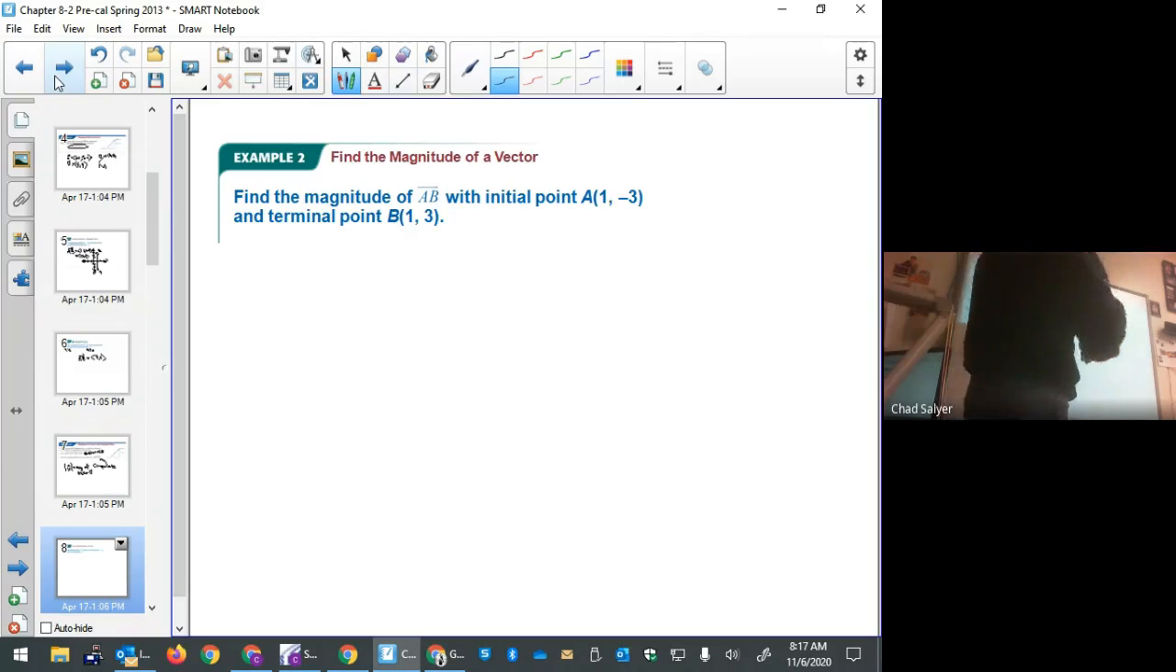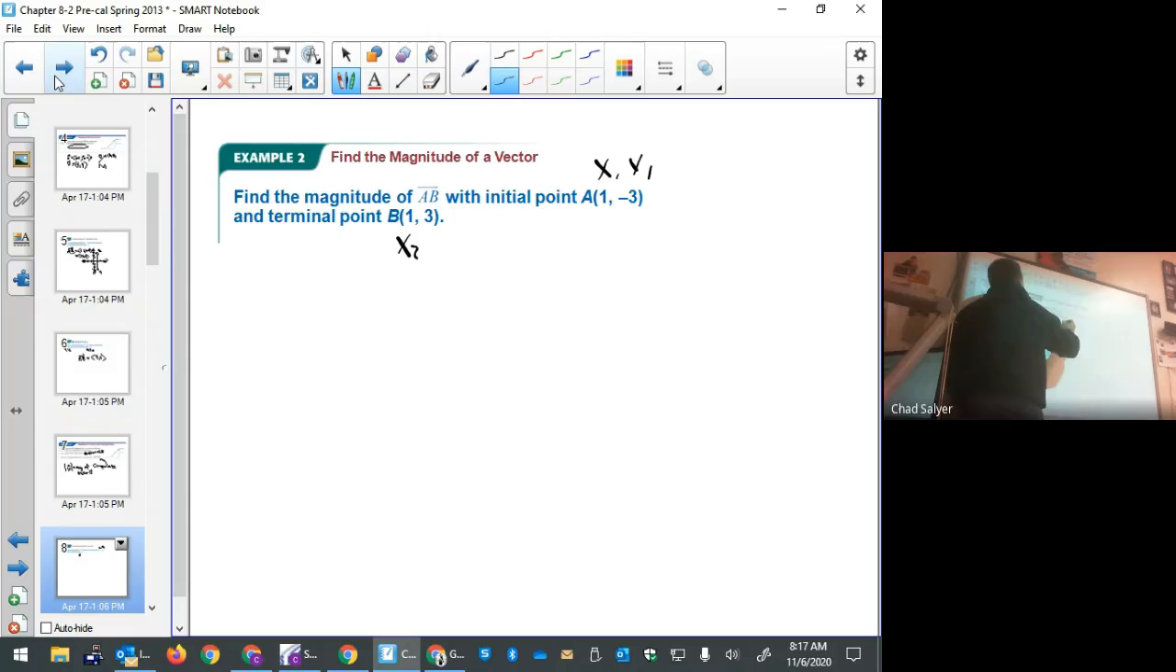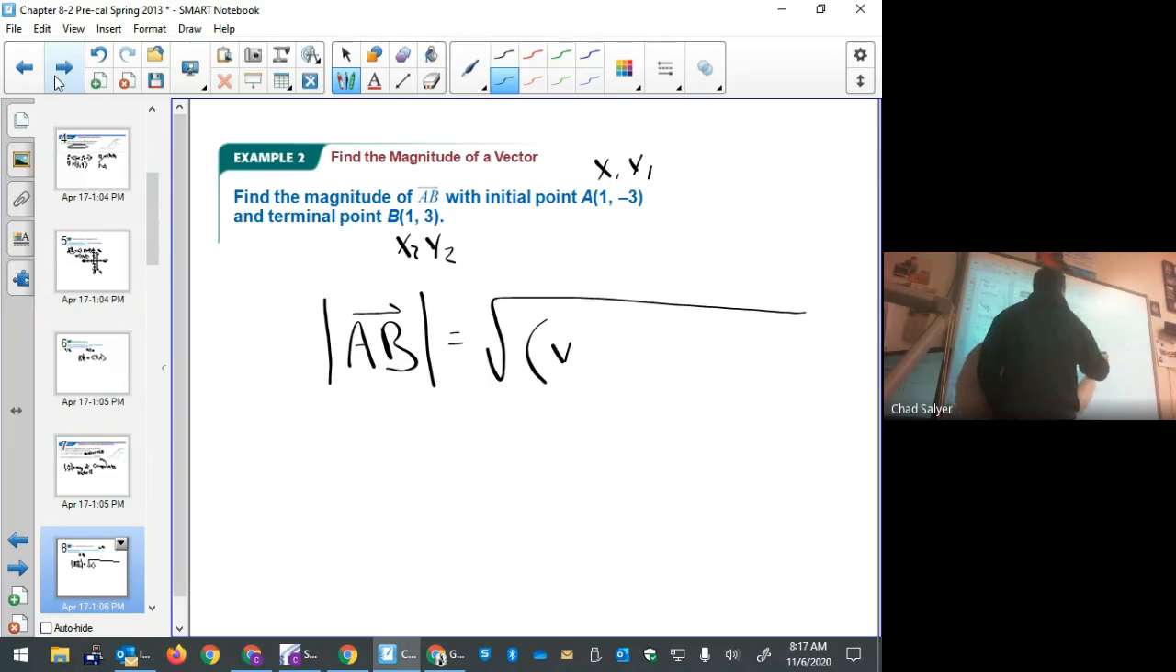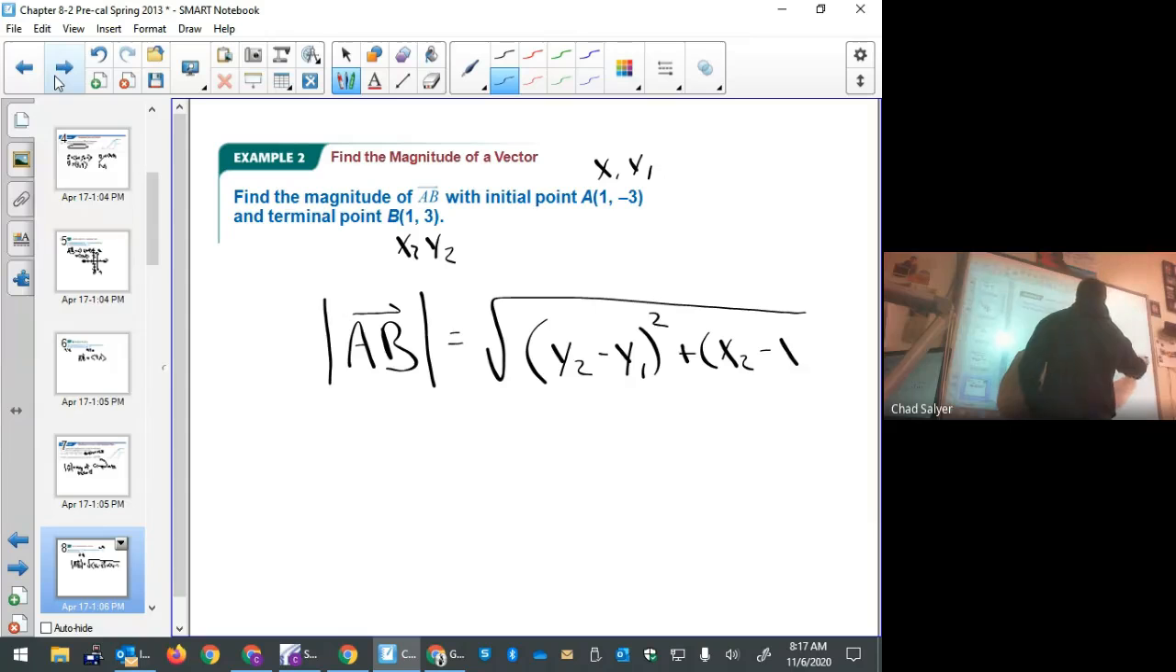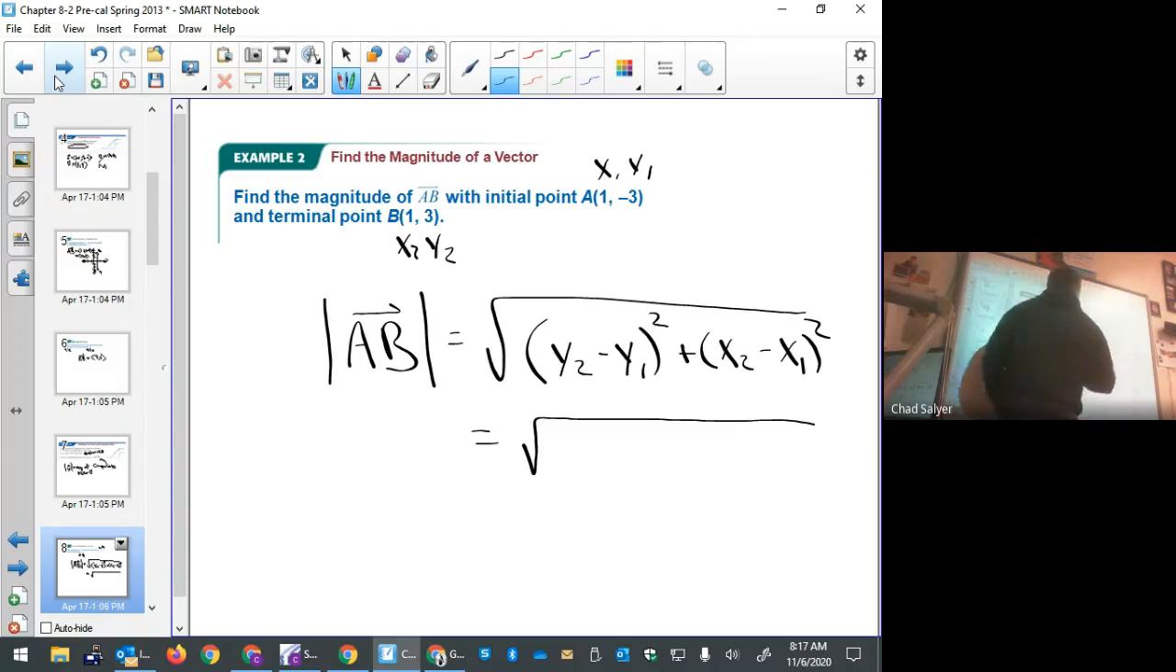If I've got this same vector we had earlier, what is its magnitude? Well, we're given x1, y1, x2, y2. So the magnitude of AB is going to be the square root of y2 minus y1 squared plus x2 minus x1 squared. And you can put these in either order, it doesn't matter. Addition is commutative. In other words, you can switch the addends around and there's no difference in the result.